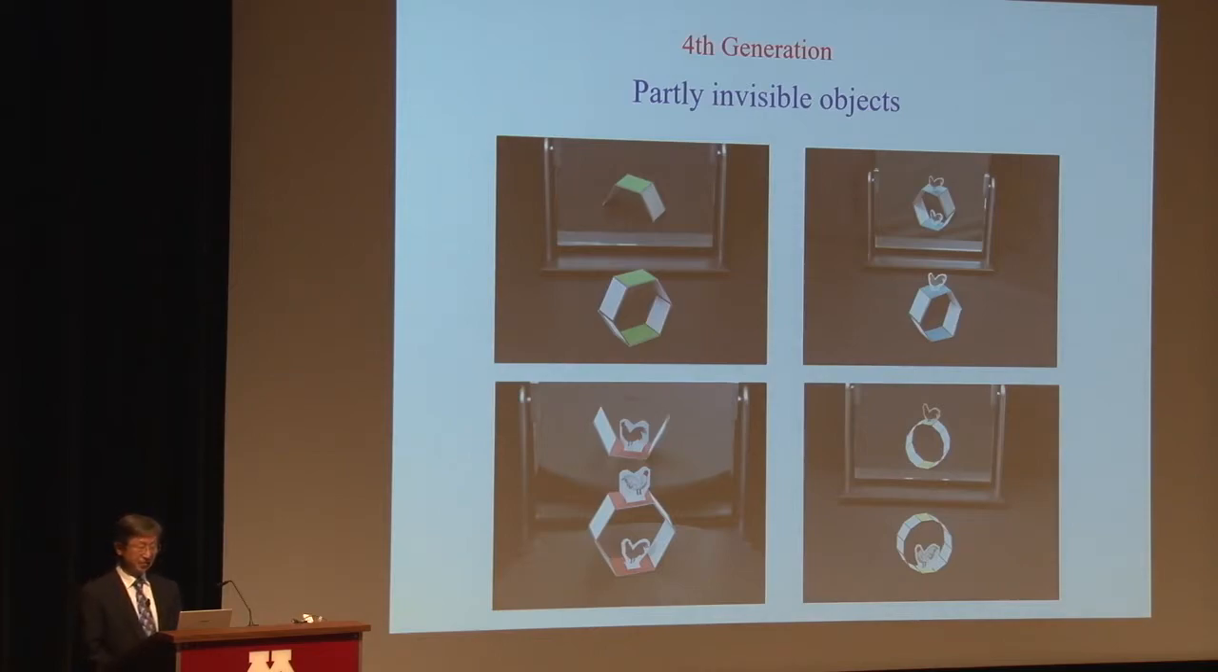Next, I go to the fourth generation, which I named partly invisible objects. Here I show four typical examples of this kind of object. Upper left, when we see the object directly, it looks like a regular hexagonal cylinder on its side. But in the mirror, the lower half disappears. In the upper right, the hexagonal cylinder is projected on the mirror as it is, but the rooster, which doesn't exist in the original image, appears in the mirror. In the third one, the upper half disappears, and in the fourth one, the cylinder is reflected as it is, but the hen disappears and the rooster appears.